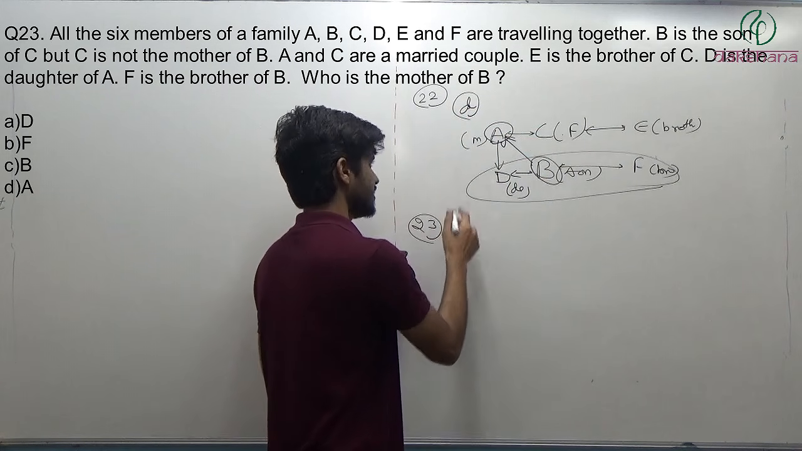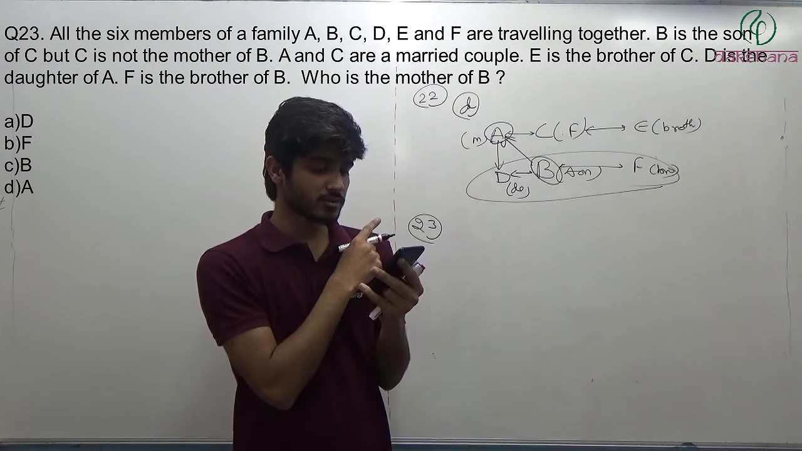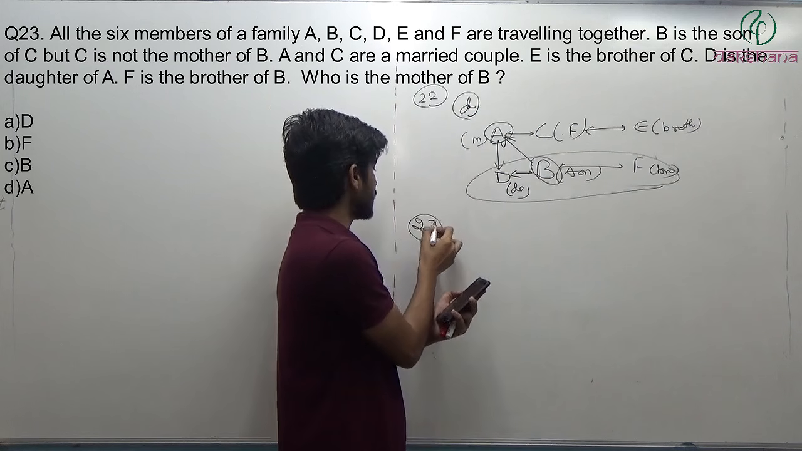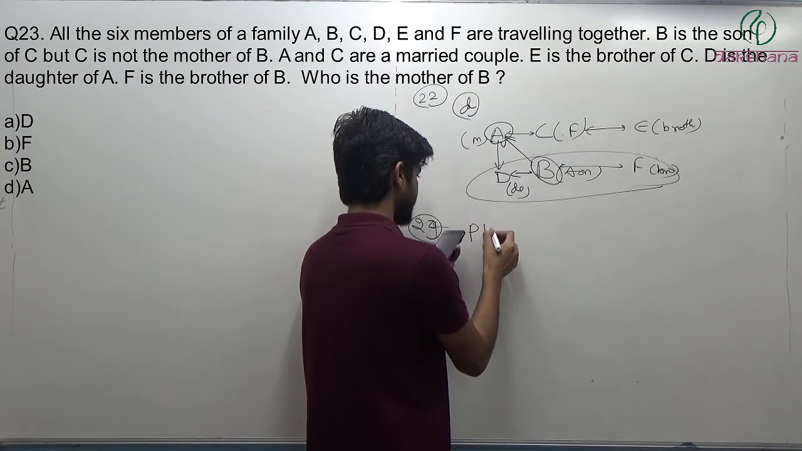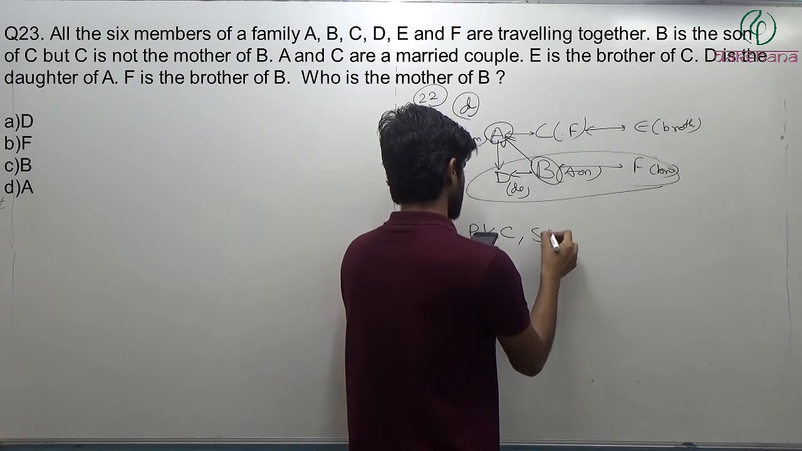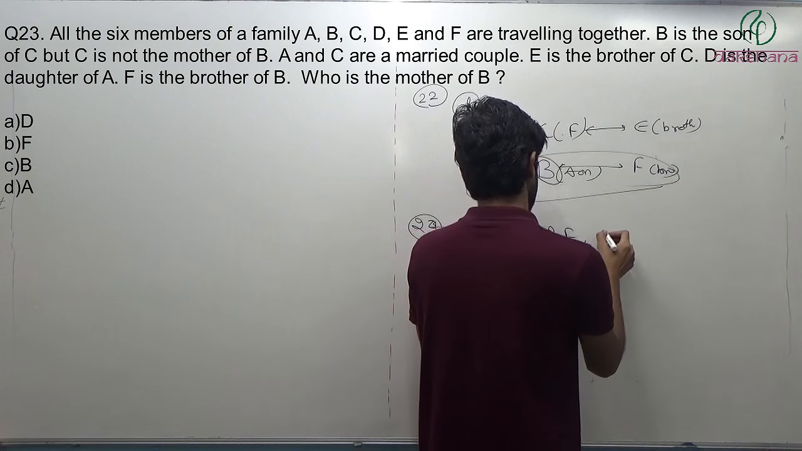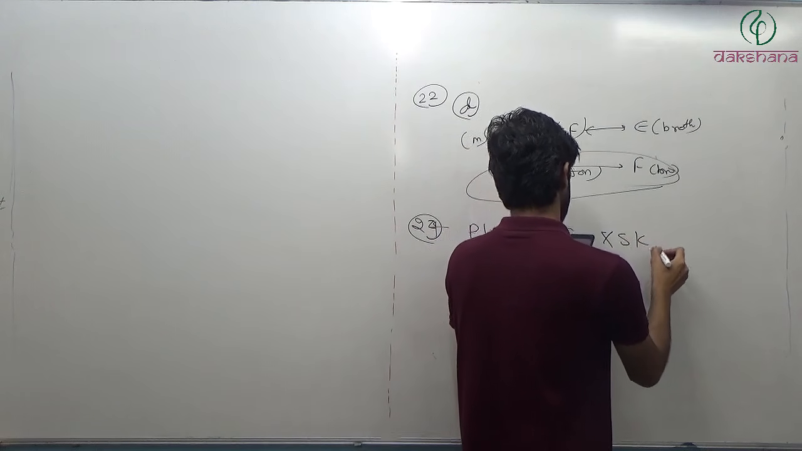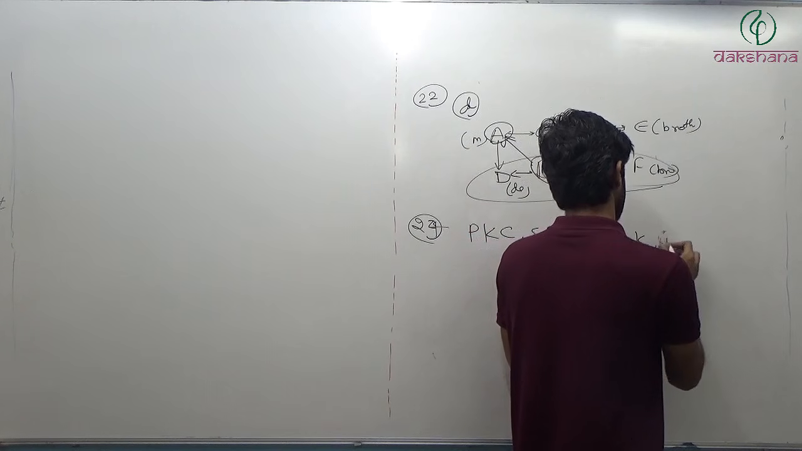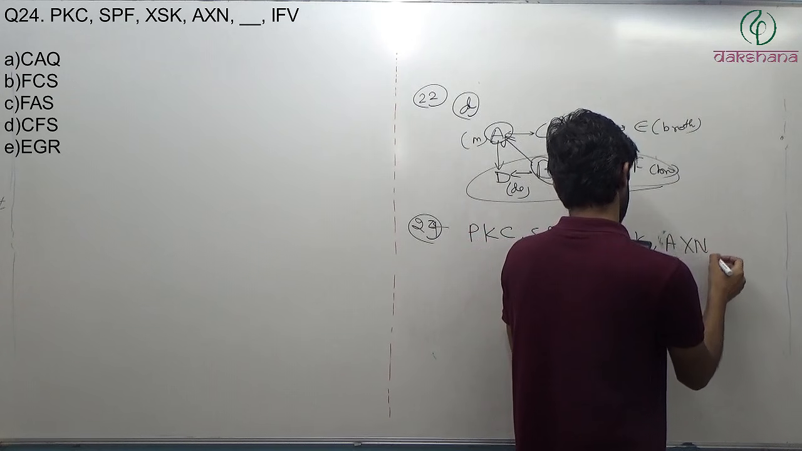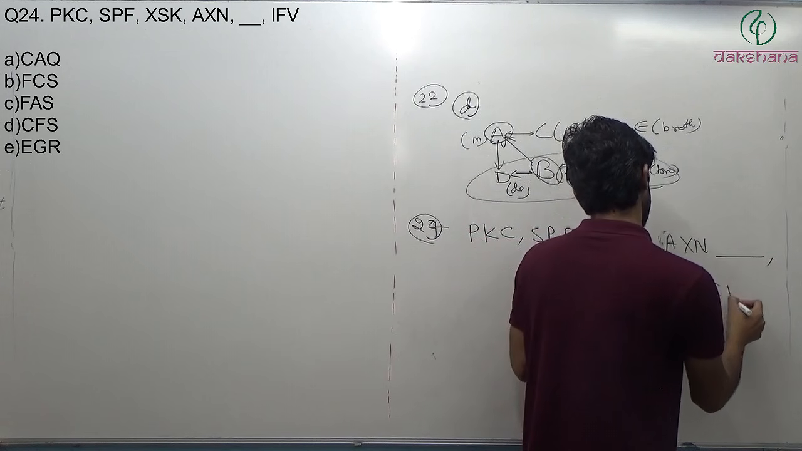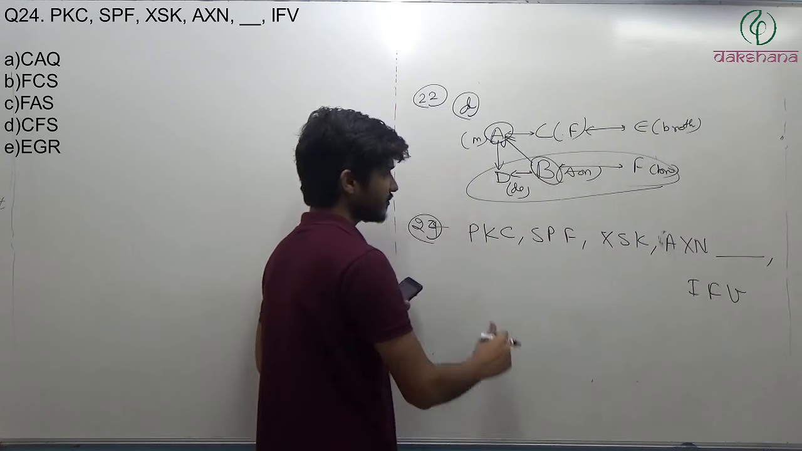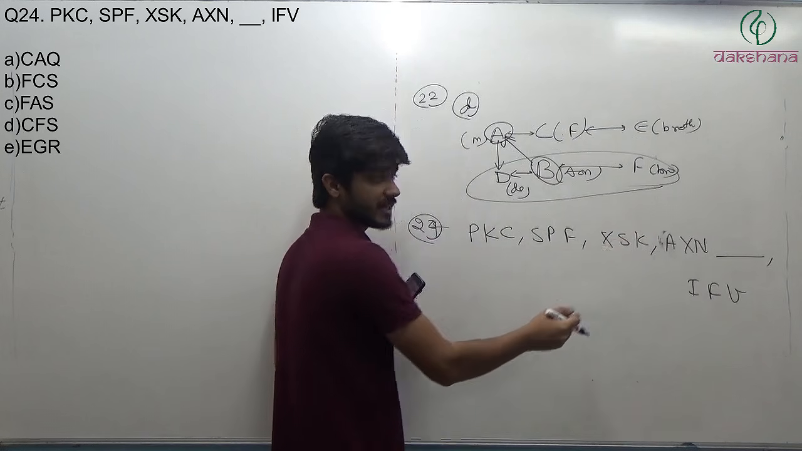Moving on to question number 23. This was easy, guys. You should be able to solve these questions. Question number 24, again I am doing a blunder. 24, there is a series, letter series PKC, SPF, XSK, AXN, blank space, and then you have IFV. You have to find out how this letter series is moving.